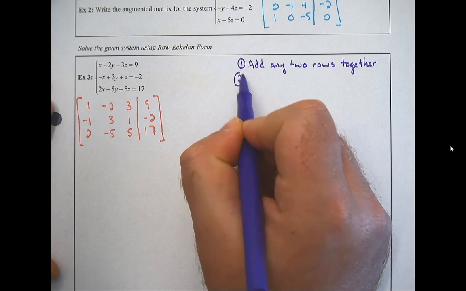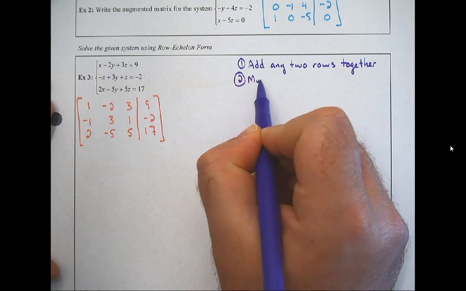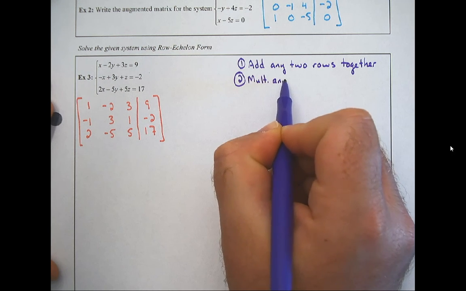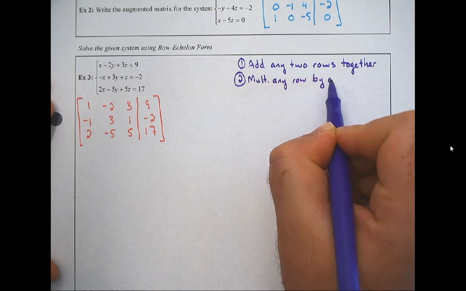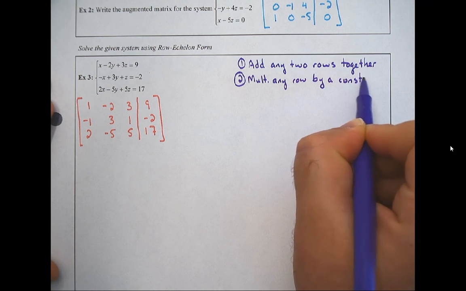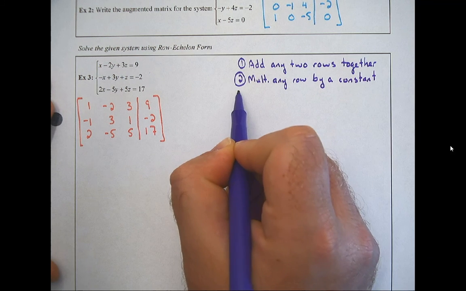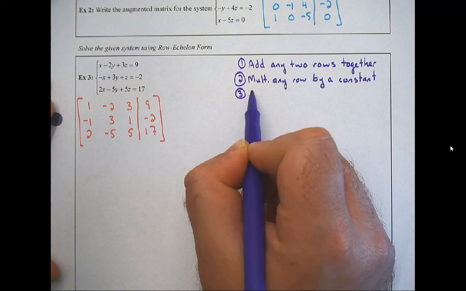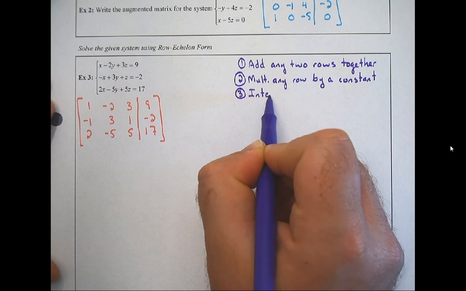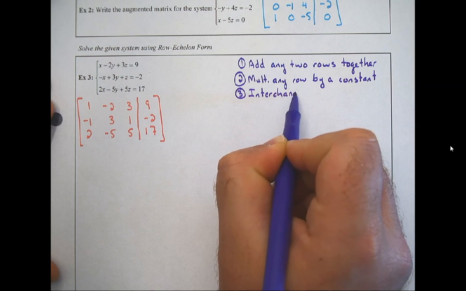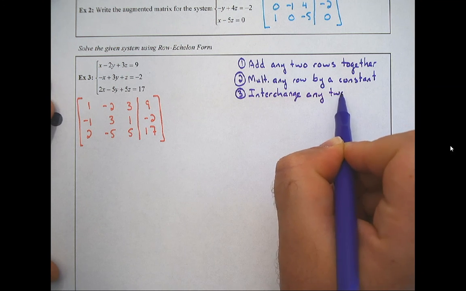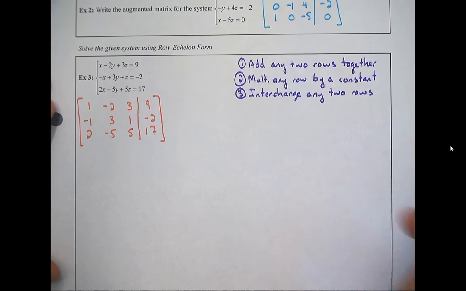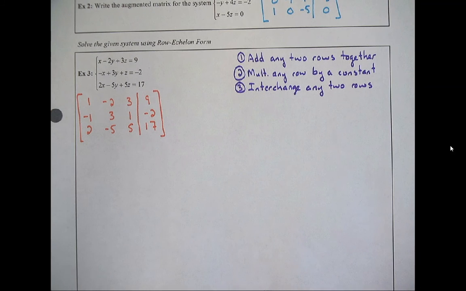Number 2, you can multiply any row by a constant. And then number 3, you can interchange any two rows. So that means that if you've got a row in the first row and you want it to be in the third row, go for it.